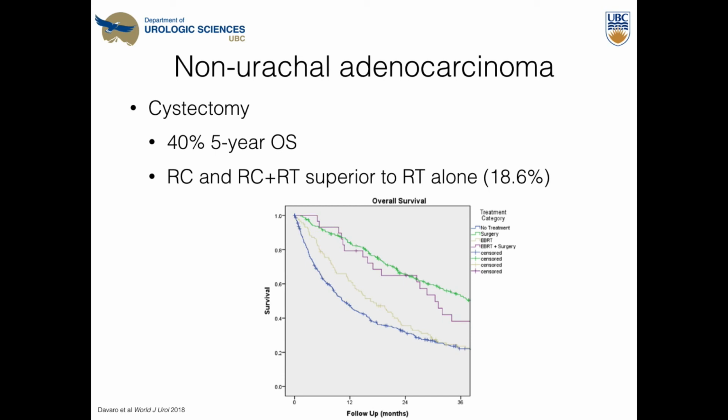From the National Cancer Database, there was a 40% 5-year overall survival. From this database, they managed to pull and stratify patients based on their treatment: cystectomy and radiation, radiation alone, and no treatment whatsoever. Unsurprisingly, cystectomy and cystectomy plus radiation were superior to no treatment, but radiation alone was not superior to no treatment. So, you should be operating on these patients.